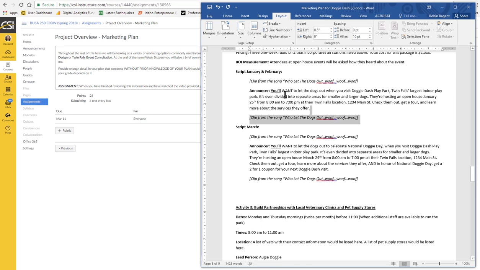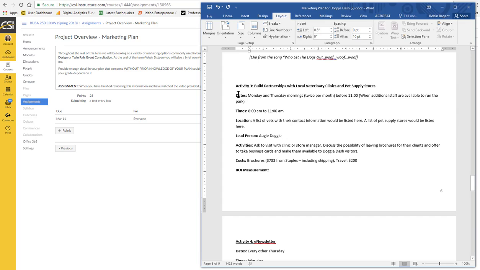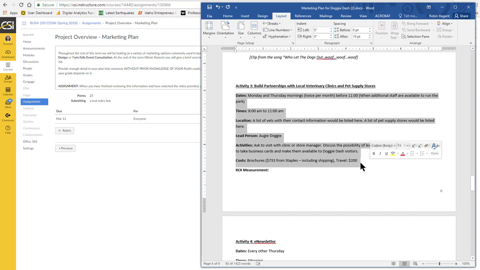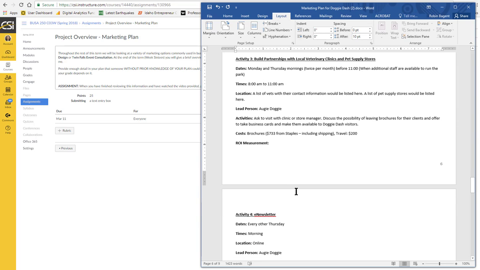Make sure that you include your script, and then if you choose that as an assignment, you'd also include a recording because it's fun. In this case, activity 3 would be using a brochure or a coupon or something that you'd leave for your customers or potential customers to take. You'd include how much it costs to go from place to place and the cost of the brochures, and then you'd have a specific return on investment.